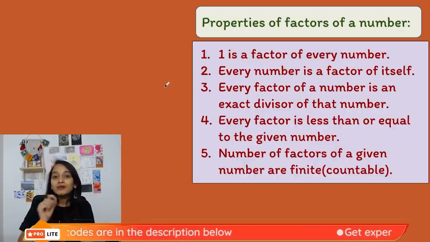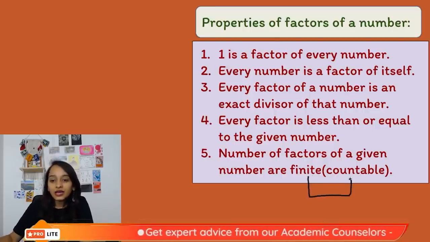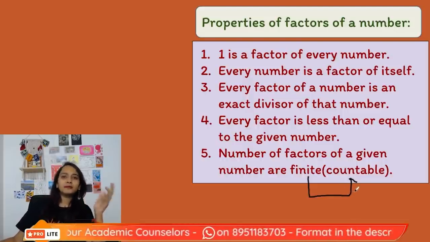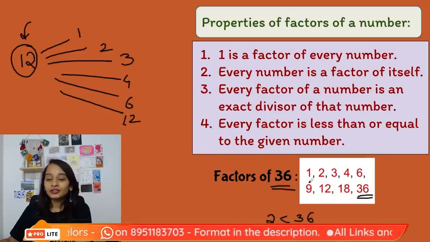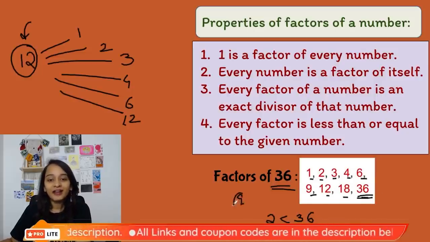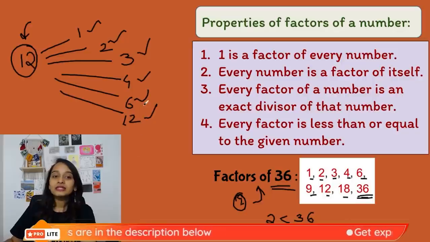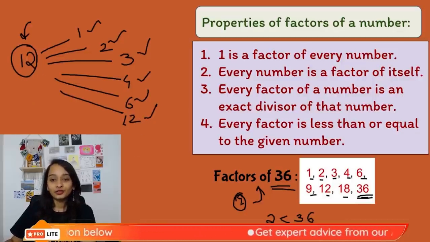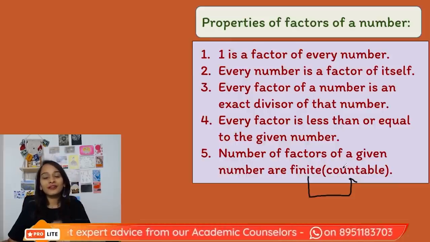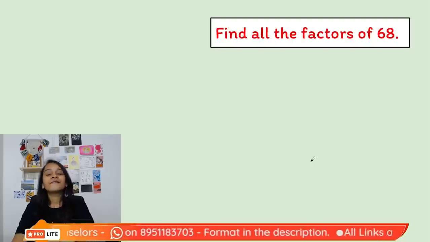And then, the number of factors of a given number is finite. What does finite mean? Countable. You can count them. Uncountable is infinitely many. You can't count them. But here, the factors of 36, you can count. 1, 2, 3, 4, 5, 6, 7, 8, 9. There are 9 factors of 36. Similarly, you can count the factors of the number 12. You can say that there are 6 factors of the number 12. So what can we say? That the number of factors of a given number is countable, is finite.